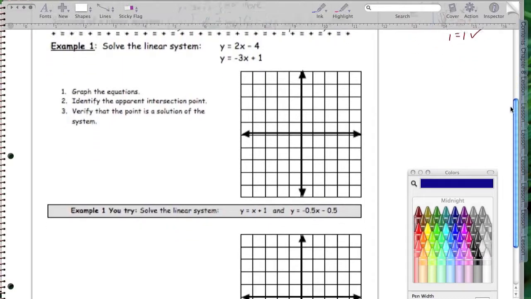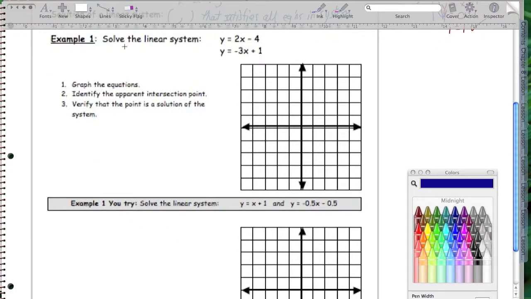So let's take a look at example 1 to clear some of that up and get a little more in depth. Here's our linear system, y equals 2x minus 4 and y equals negative 3x plus 1. First, we're going to graph the equations. So my m here is 2, my b is negative 4. I'm going to go to negative 4 on the y-axis, because that's my y-intercept, and then up 2 over 1, up 2 over 1, on and on. So this, I'll make that as straight as I can, is my first equation.